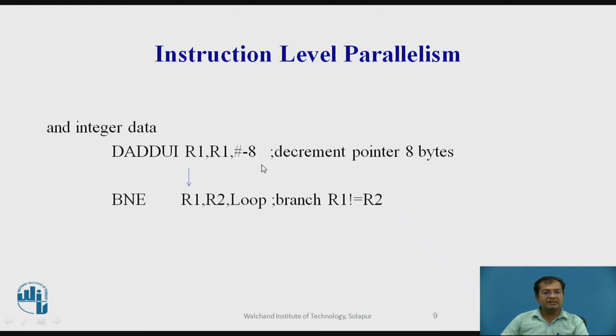Say the next instruction, which is also depending, this BNE, branch if not equal, is waiting for R1 to be updated, R1 minus 8, that should be updated in R1. If this updated data is available, then it will go ahead further with the right values, or else it will read wrong. So it is depending on R1.